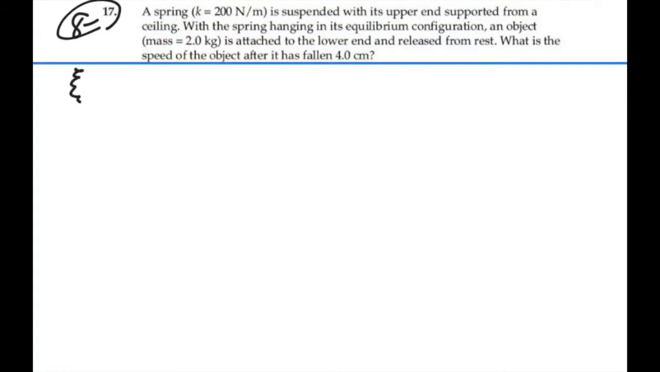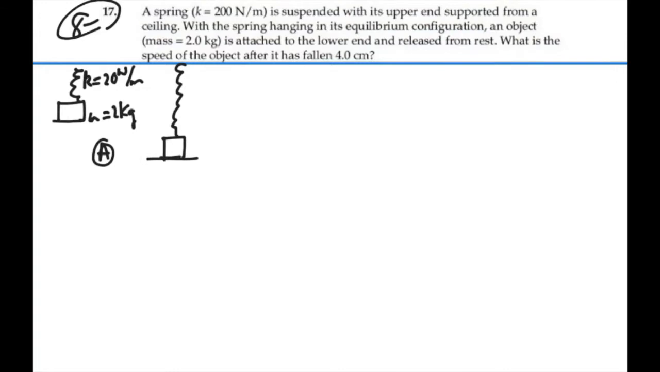So we have a spring, and we attach a mass to it, and we let go. The spring constant is 200 newtons per meter, and the mass is 2 kilograms. We release it from this point, so let's call this situation A. Then some time later, it has fallen to a lower position. It's fallen a distance x, and that is equal to 4 centimeters, so x is 0.04 meters.